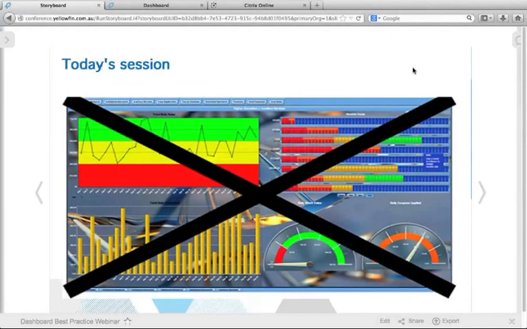So in today's session, this is not what we're trying to build. That's just an example of a terrible dashboard. What we're trying to do today is to think of use cases, ways of making data simple and relevant in a dashboard, and then really trying to build and develop dashboards that tell you what you need to know and when you need to know it.